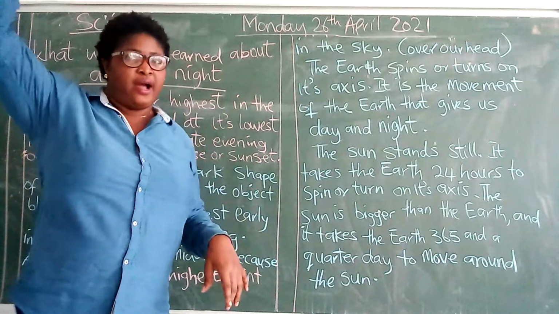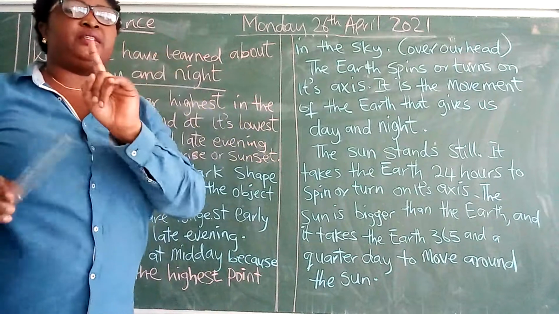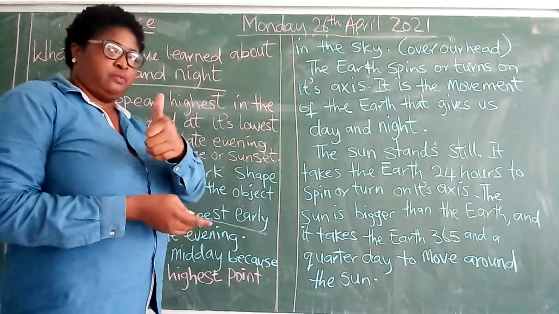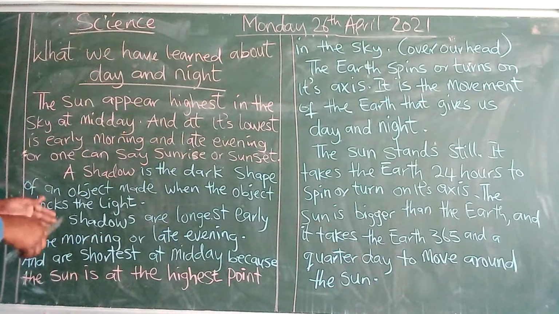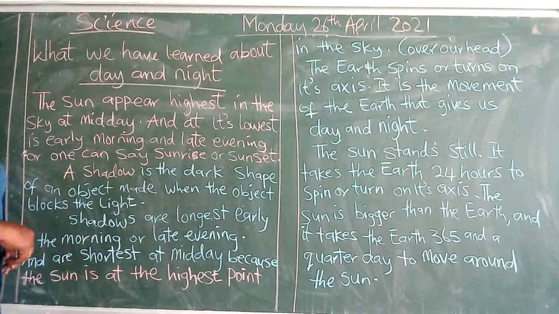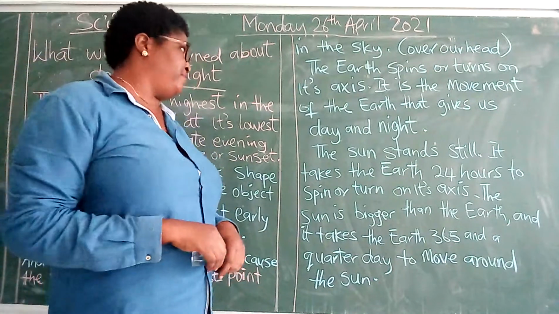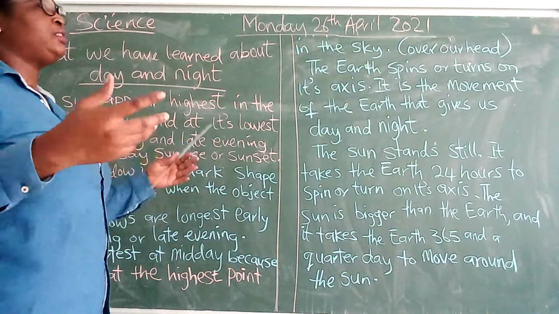When it's over our head, high up, it makes the shadow shorter. So now you've seen that the longest shadow is always from early in the morning or late in the evening. Good. Now that takes us to earth spins.